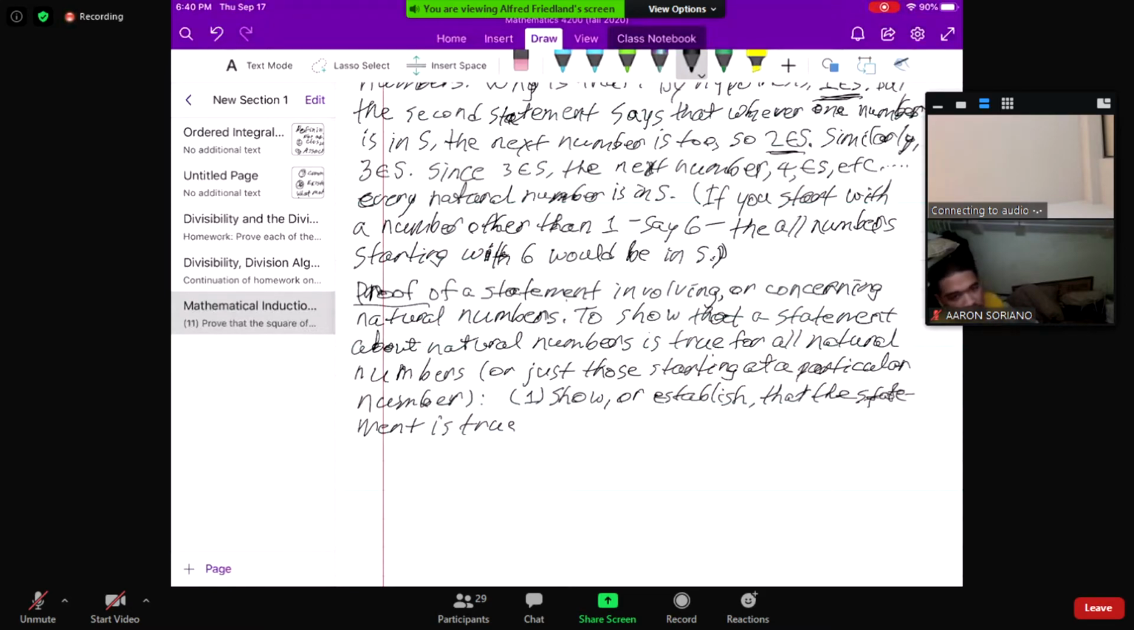I don't want to keep saying natural numbers. Let's give it a name. So over here, to show that a statement about natural numbers n is true for all natural numbers, or just those starting with a particular number, show or establish that the statement is true when n equals 1. And that will usually be by direct computation, but however you do it.